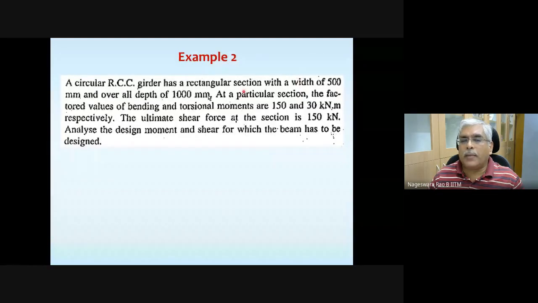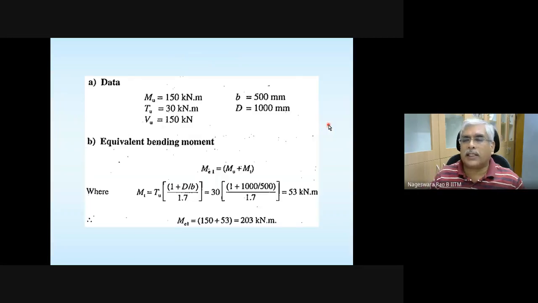So here the dimensions of the beam are given, from which you can find B. B is 500 mm, capital D is the overall depth. Please note that in all our equivalent shear and equivalent bending moment calculations, we make use of the overall depth. Then torsional moment, bending moment and shear values are given. Based on this, you need to find the equivalent shear and the equivalent bending moment you need to design this beam for. That is what is illustrated here.